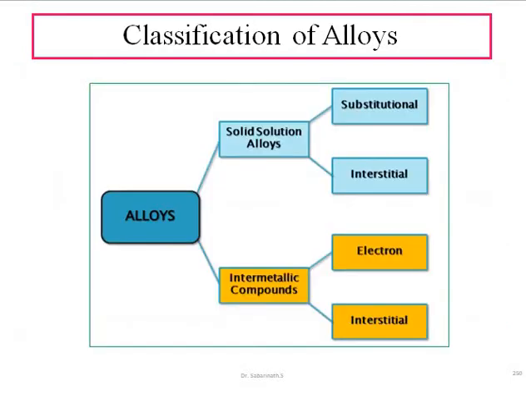Okay, so next is the classification of the alloys. The alloys are broadly classified into two types. The first one is solid solution alloys and the second is intermetallic compounds. Solid solution alloys are further classified into substitutional and interstitial, and the intermetallic compounds are further classified into electron and interstitial. From the name itself, I think you got some idea.